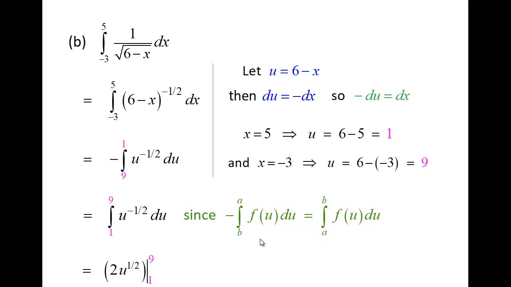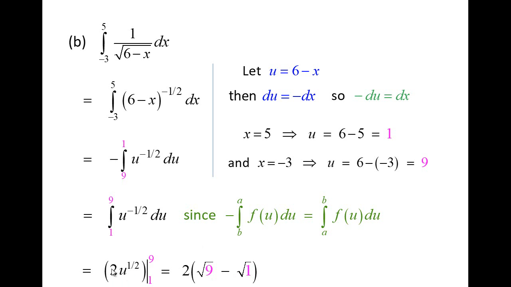Now we can say, well, this is the antiderivative here, 2 e to the positive half. We evaluate the antiderivative at 9 and 1. So if I evaluate at 9, we get 2 root of 9. And if I plug in 1, I get 2 root of 1. So you get 2 root of 9 and 2 root of 1.